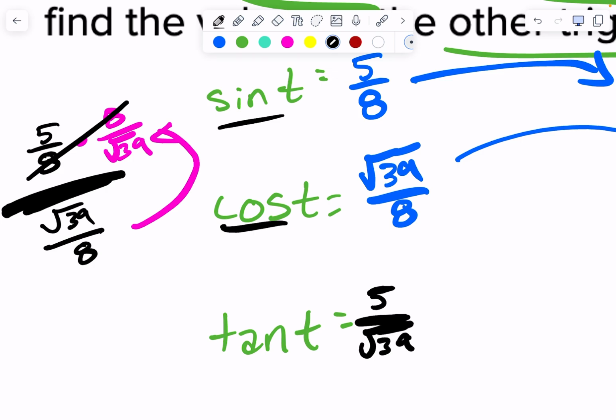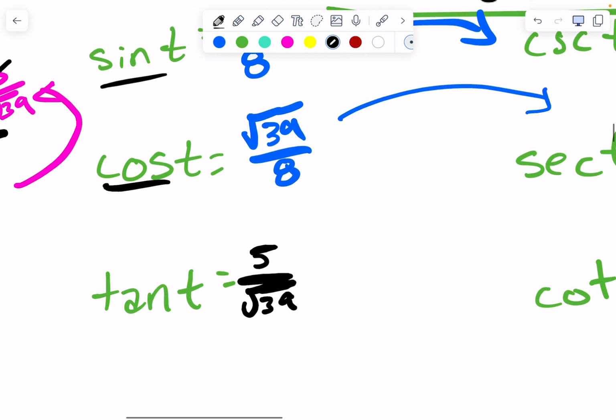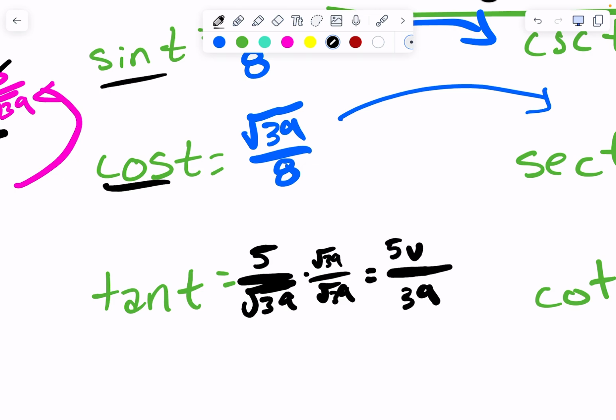Do you see where we get that number from? Stop me if you don't. But it's not rationalized. So if I multiply it by the square root of 39 over the square root of 39, the bottom number will just be 39, but the top number will be 5 square roots of 39. Do you see that? Okay?